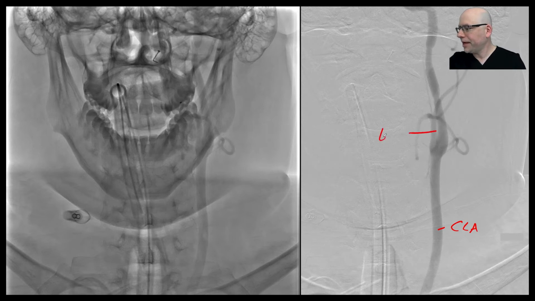So the external carotid artery is smaller than the internal carotid artery. I'm going to draw that here. The internal carotid artery is a little more lateral than the external carotid artery. But in many of our patients, as they have high blood pressure over many years, the arteries get stretched out, and then they can bend in all kinds of different directions. But this is a pretty typical AP view there.